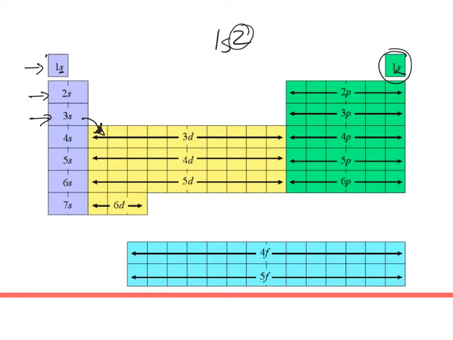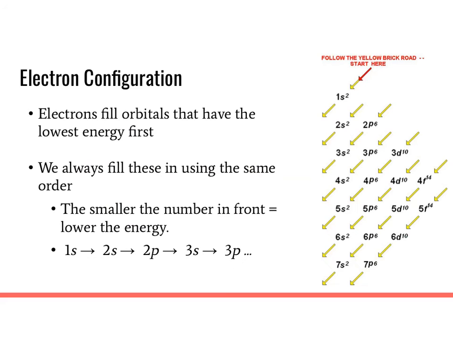For whatever reason, we have the 3d, just because that row or that area has more energy than the 4s does. And then the 4f and the 5f actually fit right here. So just be careful of those.